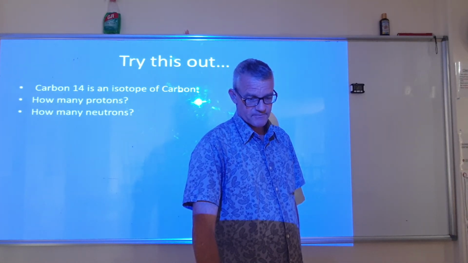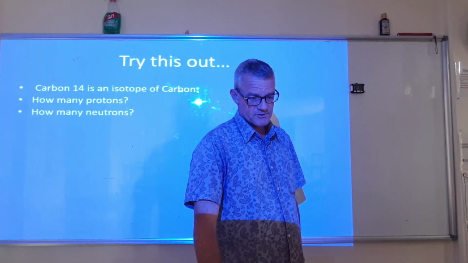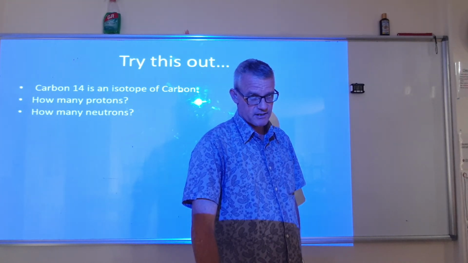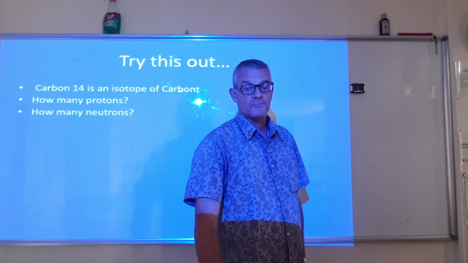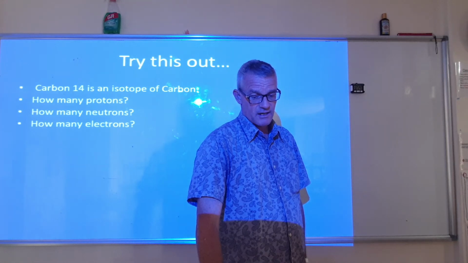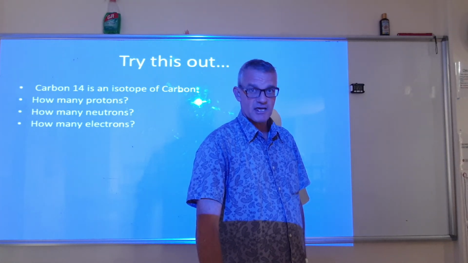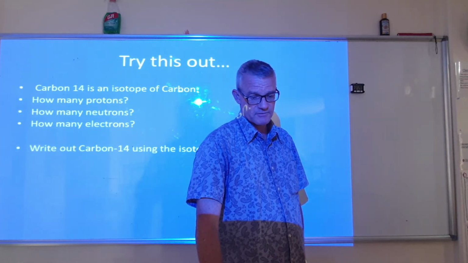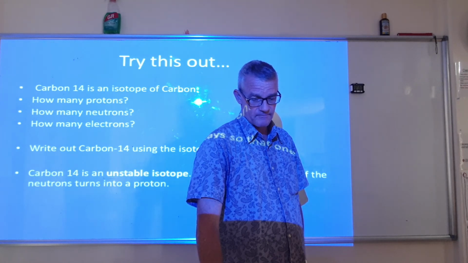How many protons? How many neutrons? We know that carbon has proton number 6, so the amount of neutrons is then A minus Z, which is 8. And the amount of electrons is the same as the amount of protons, so it should be the same. Okay?